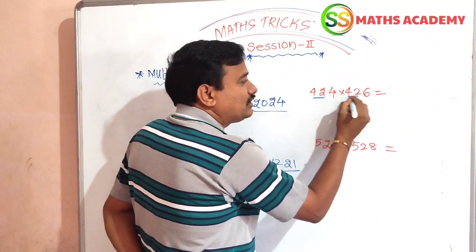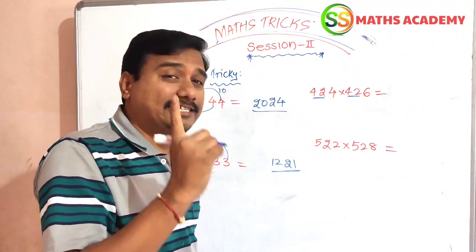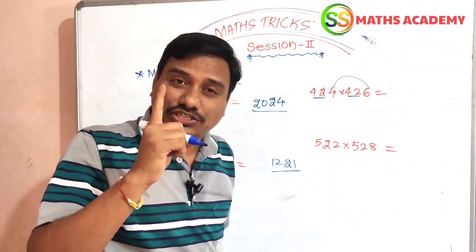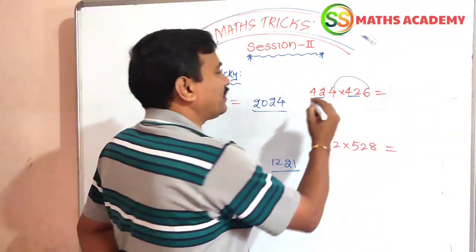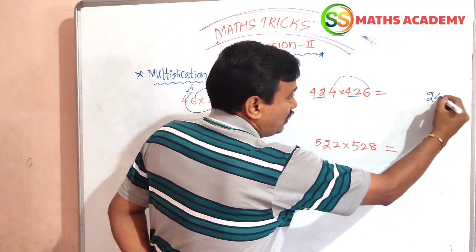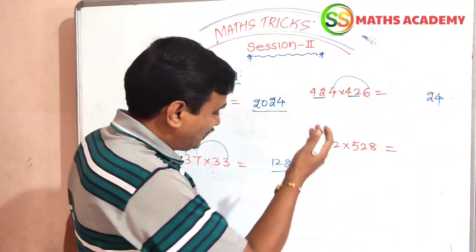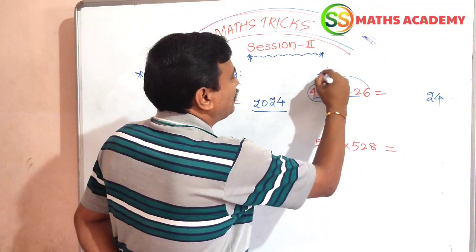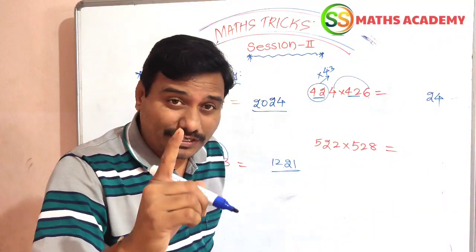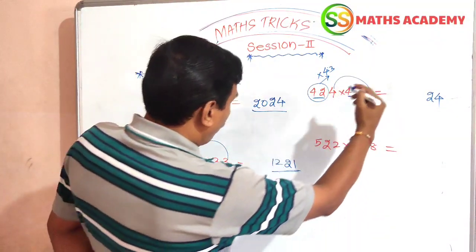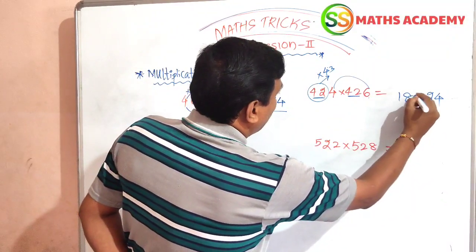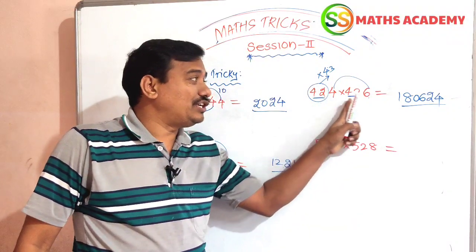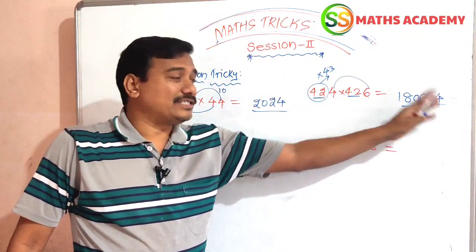Yes, here the tens and hundreds digits are the same, and the sum of the unit digit positions is equal to 10. Then you can write 4 6s are 24, 4 6s are 24, and 42 after, the next number is 43 friends. 42 after, the next number is 43. 42 into 43 is 1806. 1806. Yes, 424 into 426 is 180,624.